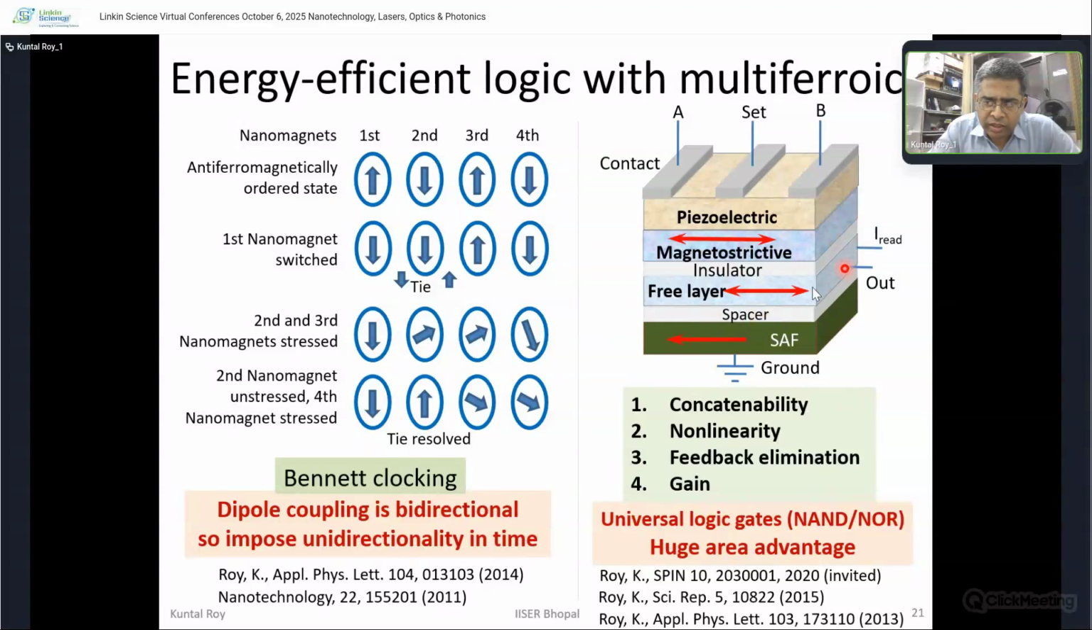But there is a more promising idea that was proposed, that is using multiple contacts on a piezoelectric layer. If you put multiple contacts, then the strain gets added and it elastically gets transferred. It has been shown that they have the properties of concatenability, nonlinearity, feedback elimination, and gain. All the critical logic properties they possess. And it has been shown that universal logic gates can also be designed using this methodology. There is a huge area advantage, because rather than using multiple elements, we are able to use single elements to devise the logic gates.